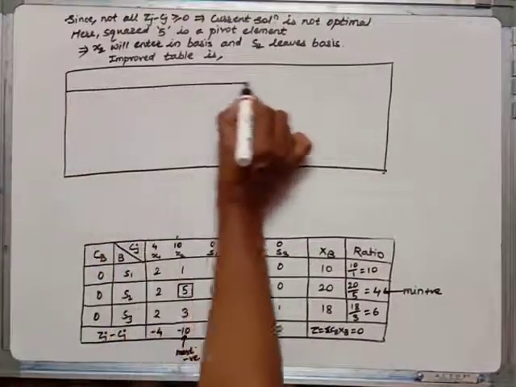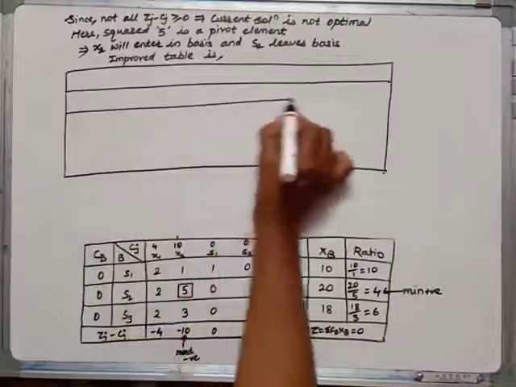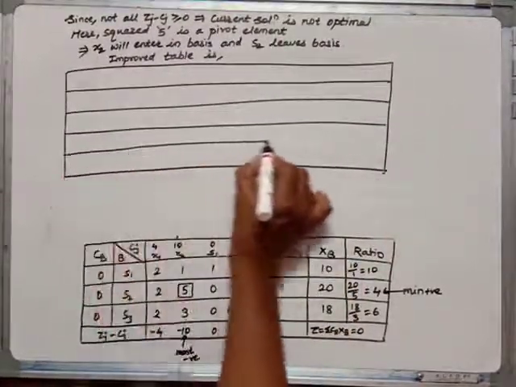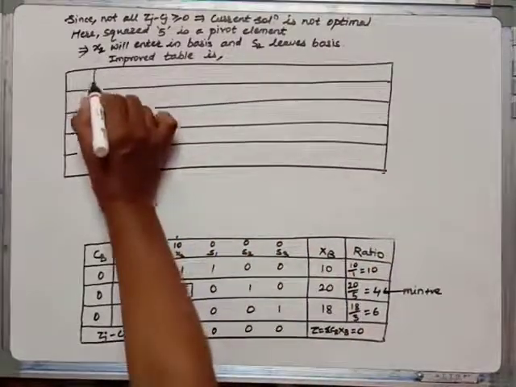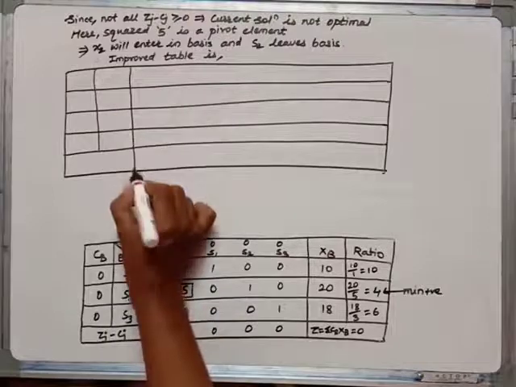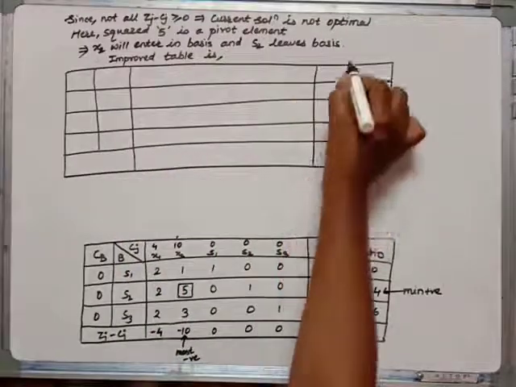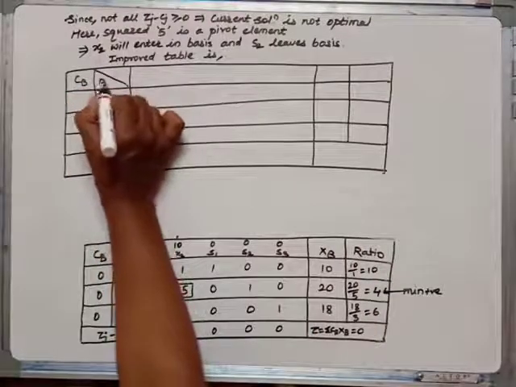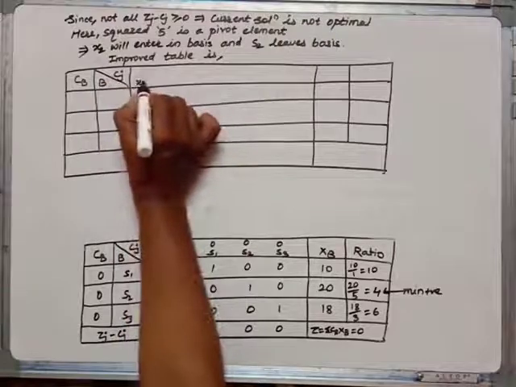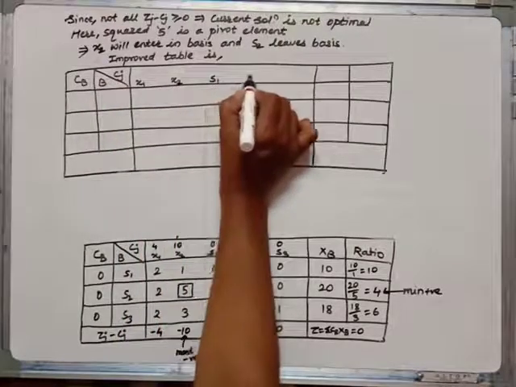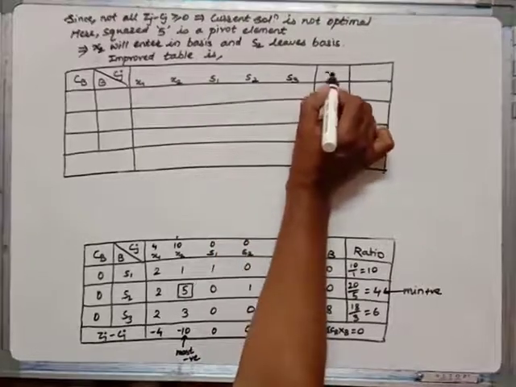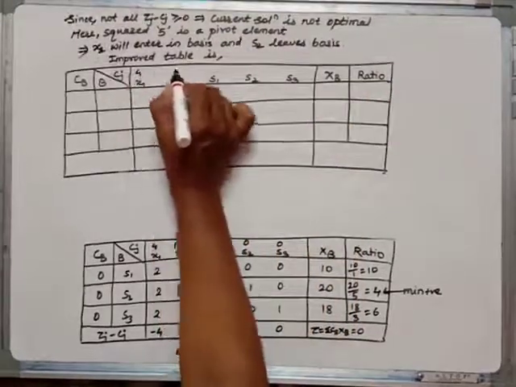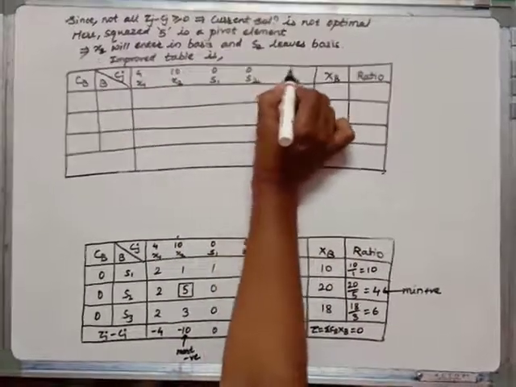So here we get again similar table. We have to prepare. The entries are changed only. Some of the entries will change. You know these things now. So here CB, this is B, CJ, X1, X2, S1, S2, S3, XB ratio. So here 4, 10, 0, 0, 0.